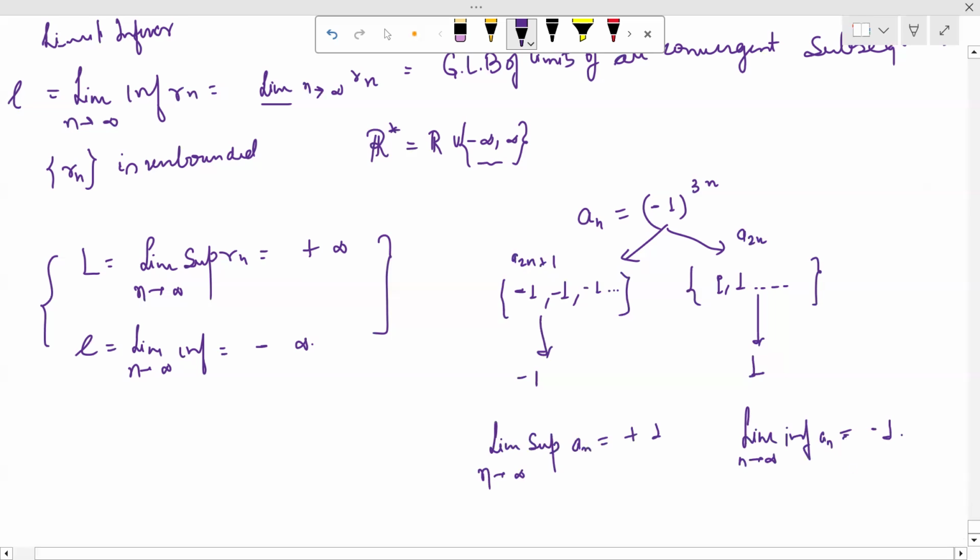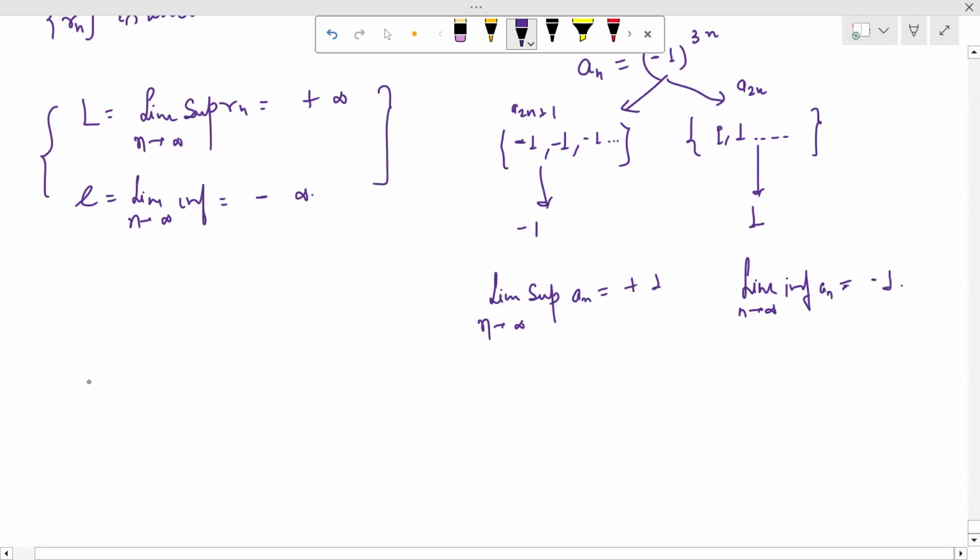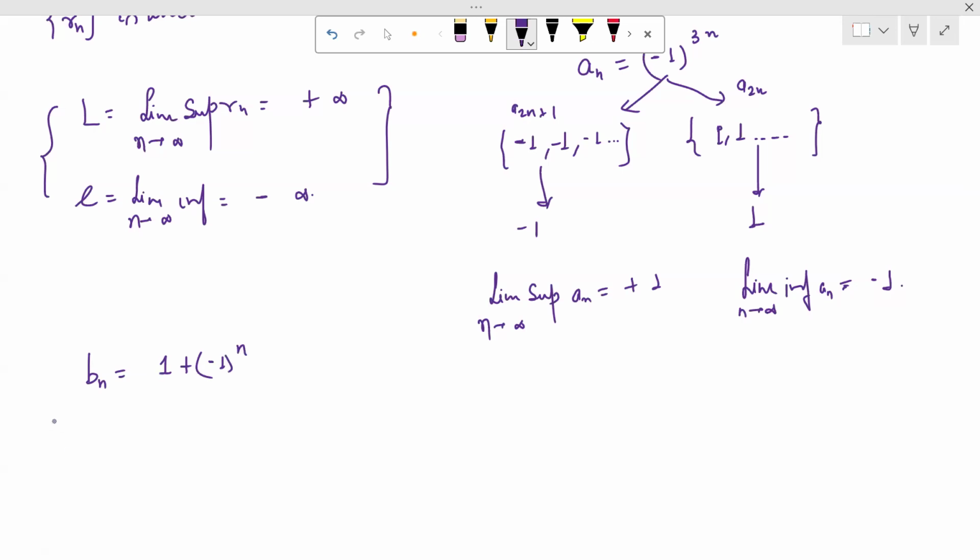Okay, let us take a few more examples so that you can understand from example, and then we'll move on, because my idea is not to teach you limit superior and inferior in greater detail. The idea is just to introduce it. So what do you think limit superior and inferior would be?